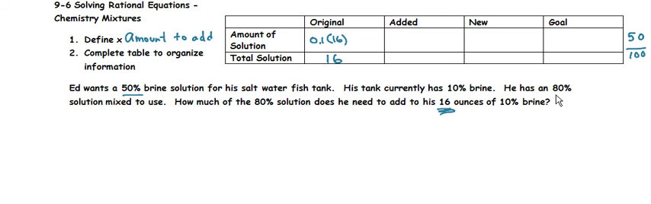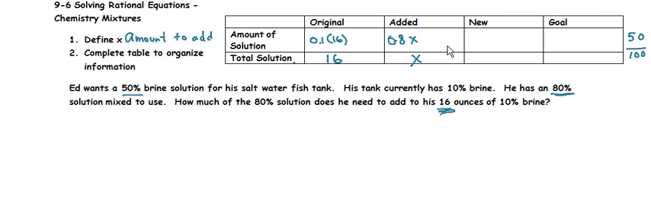The following sentence tells us that he has an 80% solution to use. And the question is, our x is how much is he supposed to add? So the total that he's supposed to add is our unknown, and we know that it adds at a rate of 80% of that amount, whatever it is, that he's going to add.